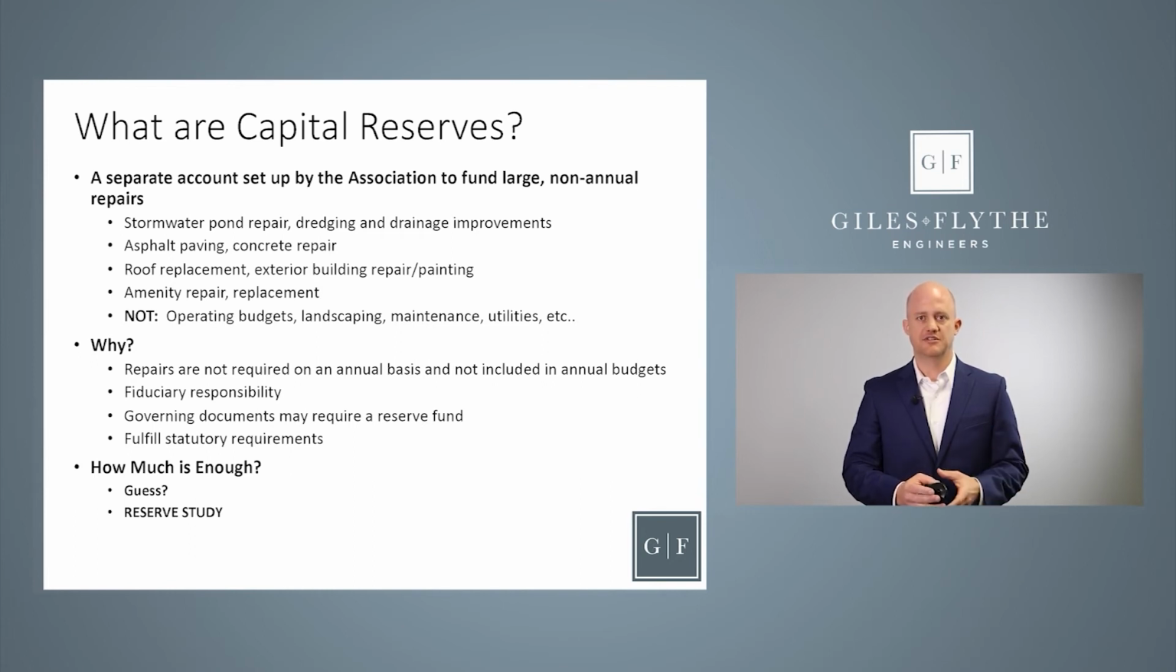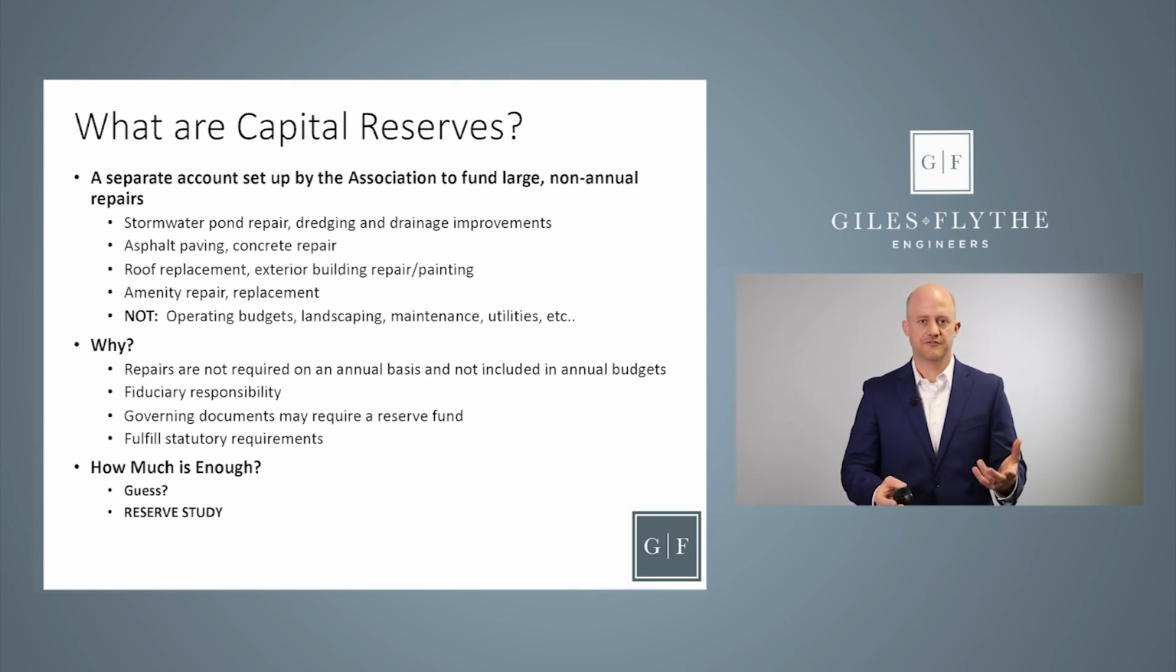Oftentimes, the governing documents of a homeowner association will require a capital reserve account. It will state things like the board of directors may or shall set up a reserve account and fund reserves on a routine basis. Some state governments and other municipalities may require capital reserves for homeowner associations as well. The state of North Carolina does not have that requirement. The state of Virginia does have a pretty good requirement for capital reserves and doing reserve studies.